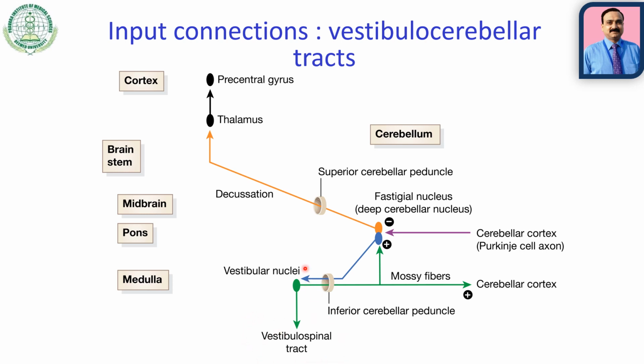So vestibulocerebellar tract, vestibulospinal tract to the vestibular nuclei. From vestibular nuclei, the fibers are going through inferior cerebellar peduncle to the cerebellar cortex, or it may go to the nucleus fastigii. So from nucleus fastigii, fibers are going through superior cerebellar peduncle to the thalamus and the precentral gyrus. So this is an input pathway.